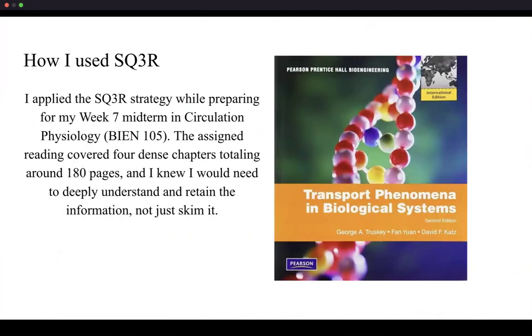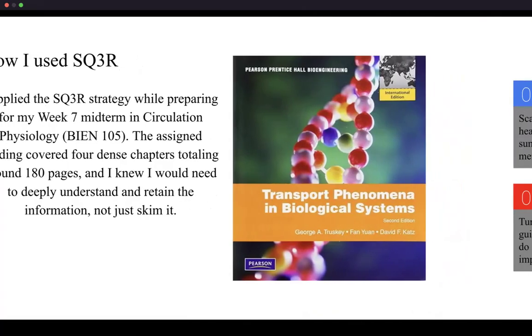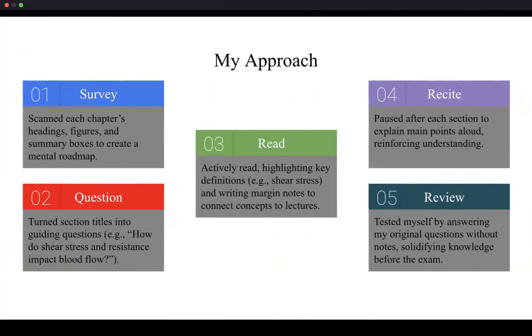So how I use SQ3R. When preparing for my Bioengineering 105 midterm covering 180 pages of dense psychological concepts, I implemented SQ3R systematically. During the survey phase, I created a conceptual framework by analyzing headings and diagrams. I then developed specific questions like, how does vascular resistance impact blood flow, to guide my reading. The recitation phase proved particularly valuable, pausing to summarize concepts in my own words revealed gaps in understanding different concepts. So yeah, this was basically my approach, similar to the diagram before.